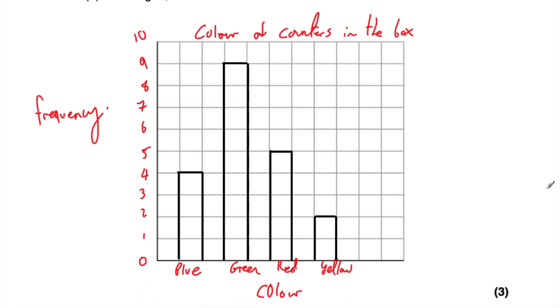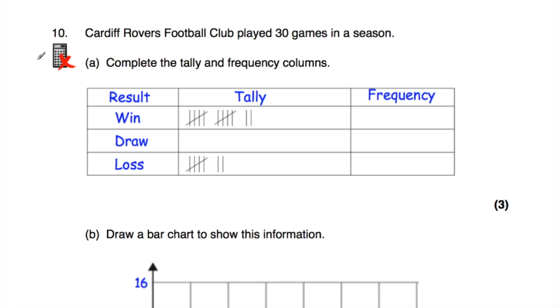Okay, so we have drawn our bar chart. We've got frequency going up vertically, starting at 0. We've got our bars. Each of them has the same width as the others. We've got gaps, and we've got the right frequencies for each of them. Okay, let's look at our next question, question number 10.